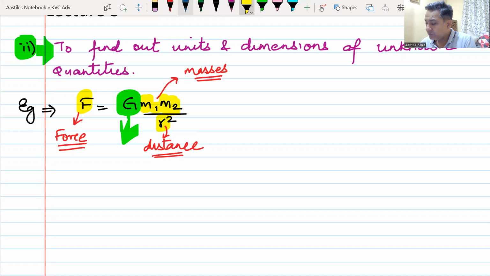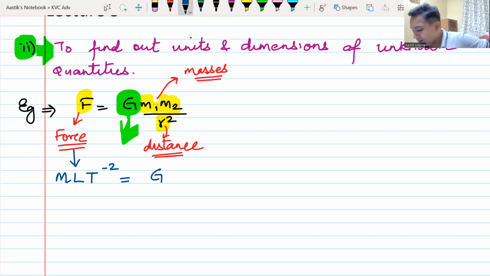Now we all know what is the dimension of force. What is the dimension of force? M L T minus 2. Yes or no? That is the dimension of force. Mass into acceleration, MLT minus 2. That will be equal to, we don't know the unit or dimension of G, let me keep it as G, into M1 and M2. They are all masses.